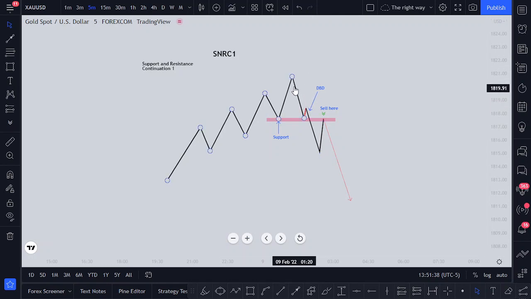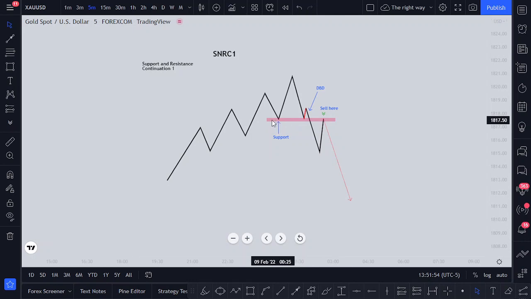It is now a continuation pattern because the market now showed a willingness to continue to the downside. So it is signaling that indeed the bears are in control of the market now, and the bulls are exhausted. So the power lies within the bears, the sellers.